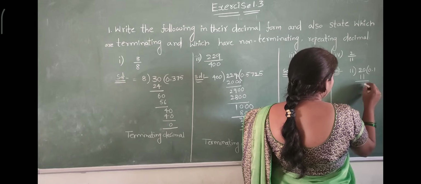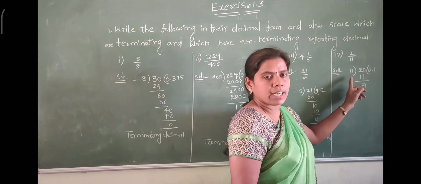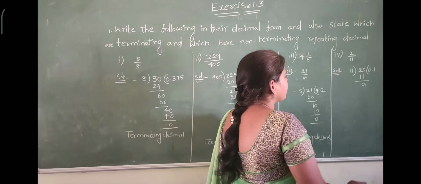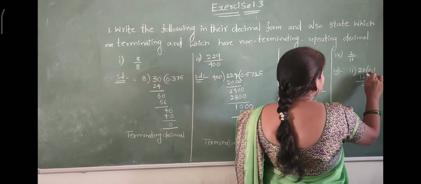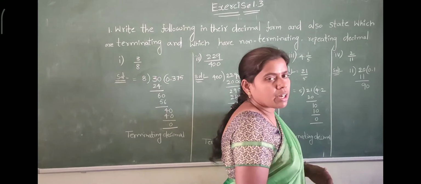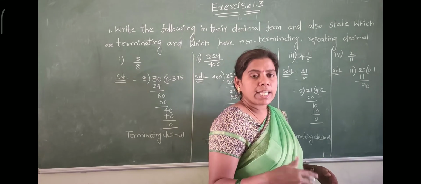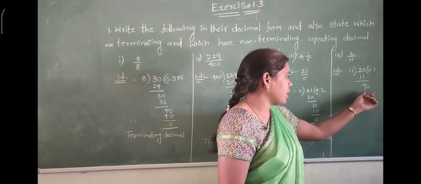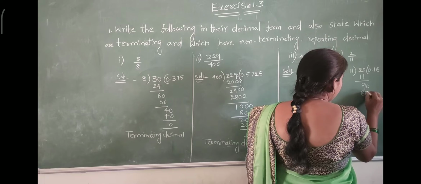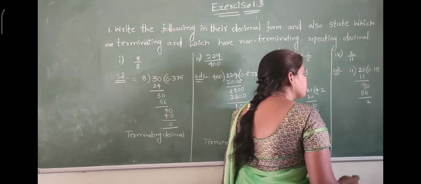10 minus 1, 9. 1 minus 1, 0. If you observe here, 9 is less than 11. We can't divide 9. That's why we have to keep 0. Already we kept the decimal point here. Again you have to recall the table. 11 ones 11, 11 twos 22, like that. 11 eights 88, 11 nines 99. 99 is bigger than 90. That's why we have to keep here 11 eights only. 11 eights 88. Again you have to subtract, 10 minus 8, 2. 8 minus 8, 0.